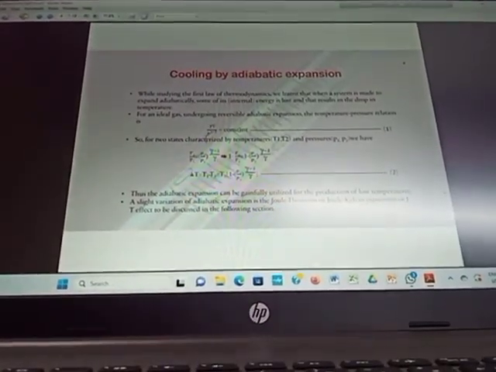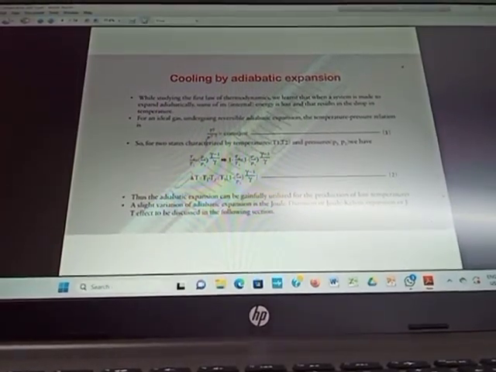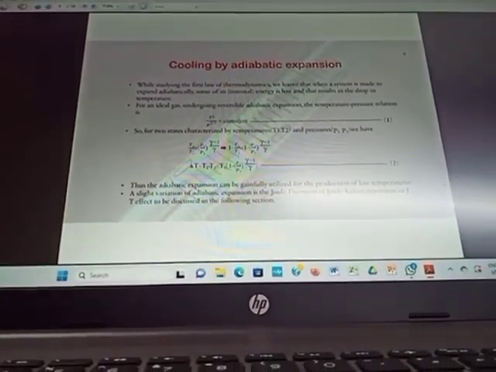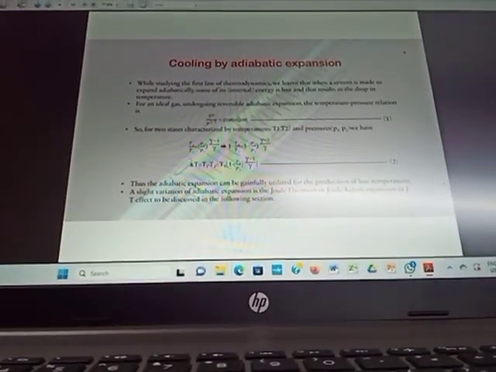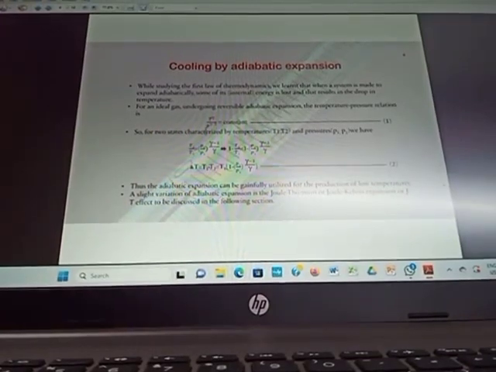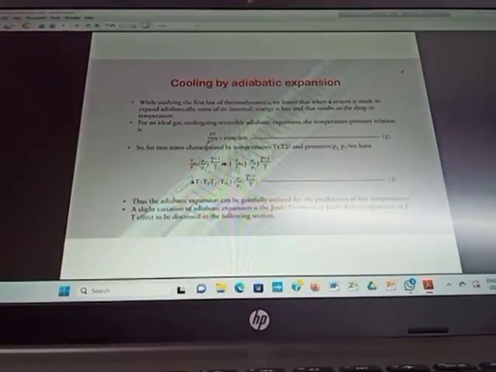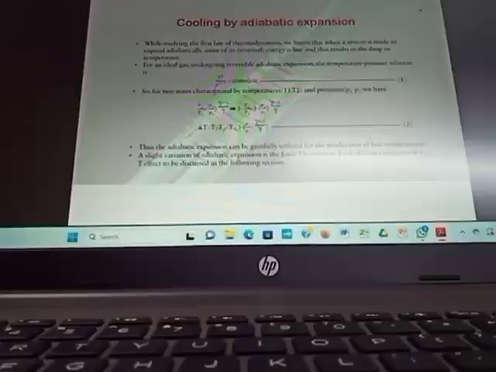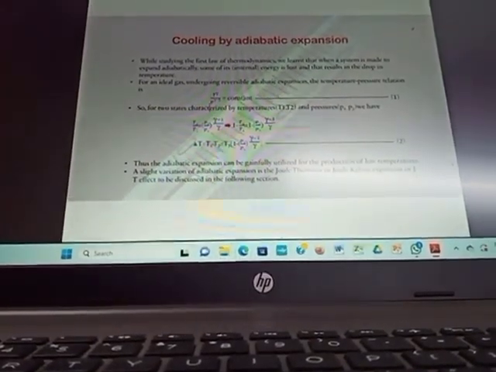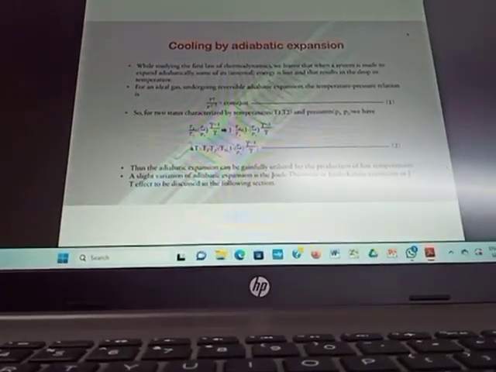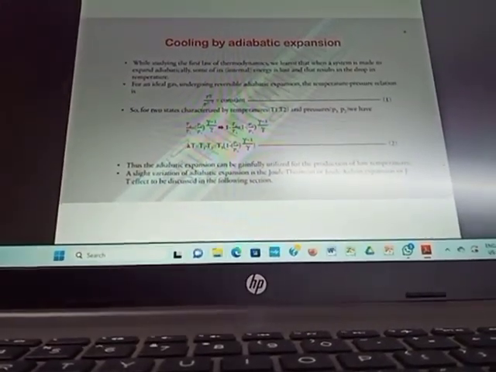Now we can see that for two states characterized by temperatures T1 and T2 and pressures P1 and P2 correspondingly, we have T2/T1 = (P2/P1)^((γ-1)/γ), where γ is the adiabatic exponent. By calculation, we can see that ΔT = T1 [1 - (P2/P1)^((γ-1)/γ)]. Thus, adiabatic expansion can be gainfully utilized for the production of low temperature.